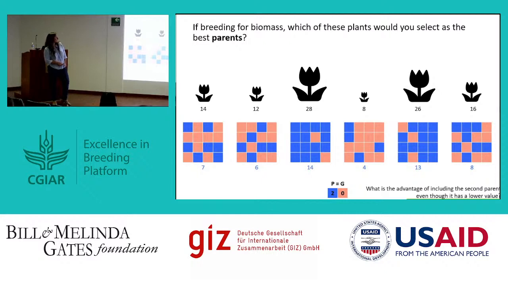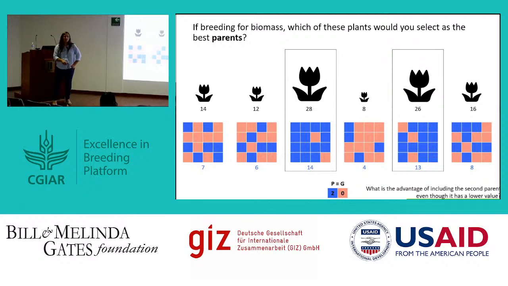Now, which of these plants would you select as the best parents? I think that it's still pretty clear that we would select the best individuals, right? But there's some value to including the second parent, even though it has a lower value. Why don't we just pick this one when we're going to select new parents in our population?